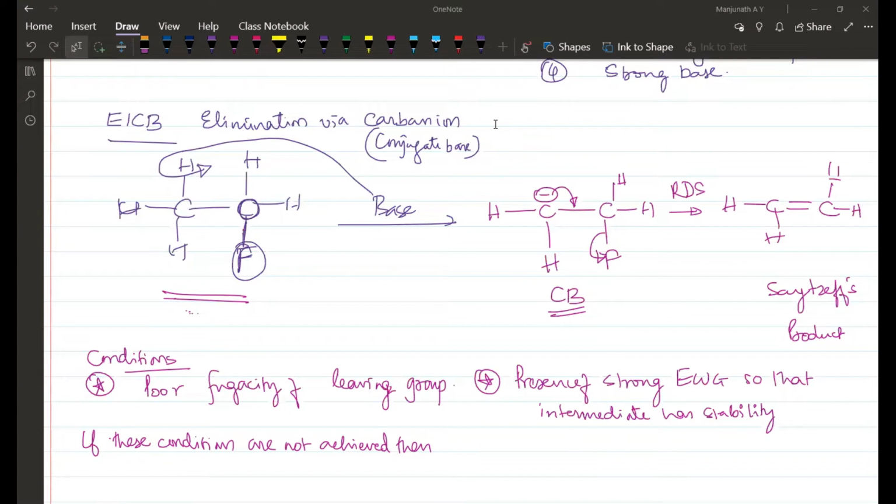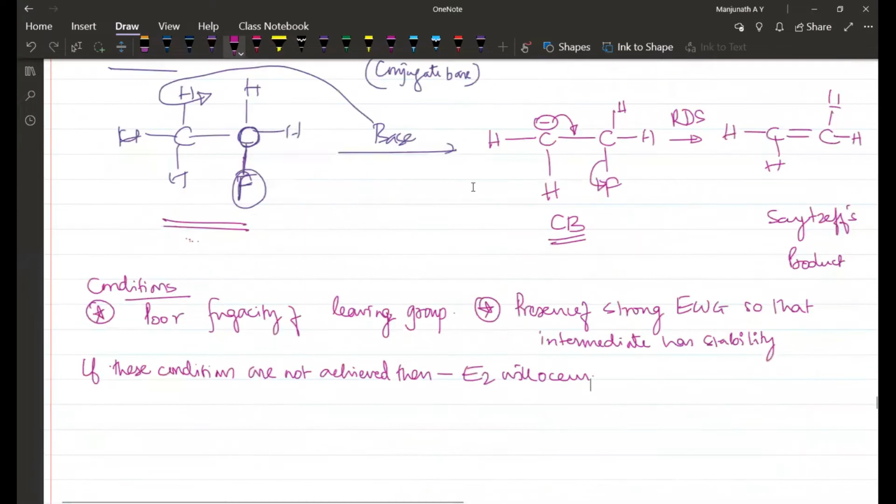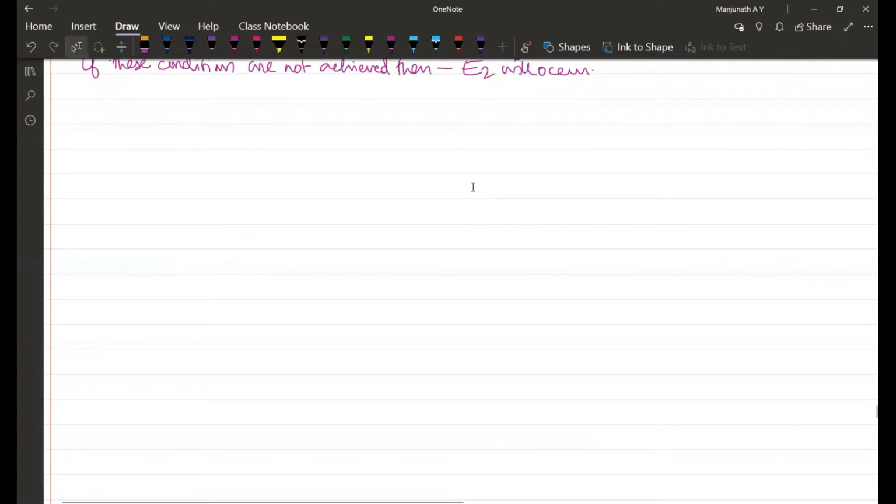If these conditions are not achieved, then E2 will occur. Understood? Important, don't forget. Simple things only. Okay, some examples for this type of E1CB. I will write 2-3 reactions. Maybe it is there in your notes also. If it is there, good. If not, you can write now.